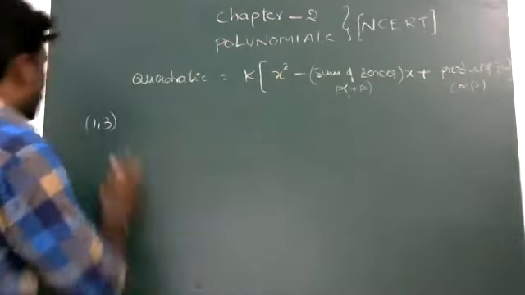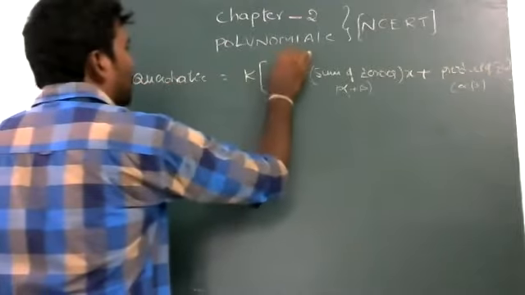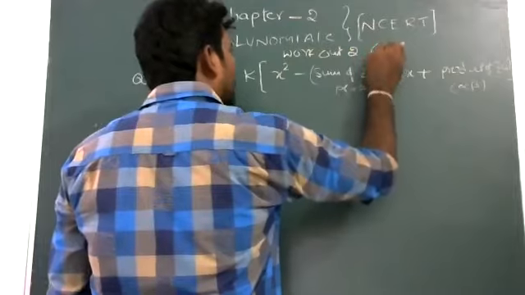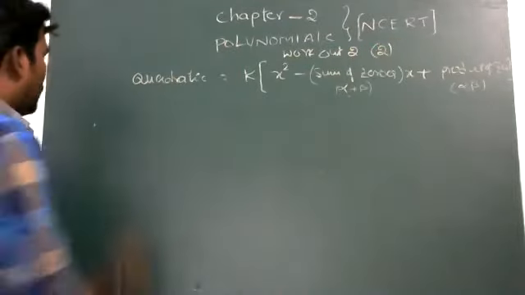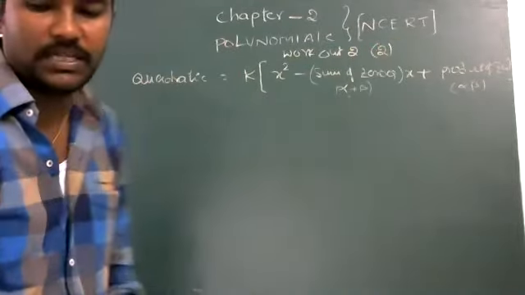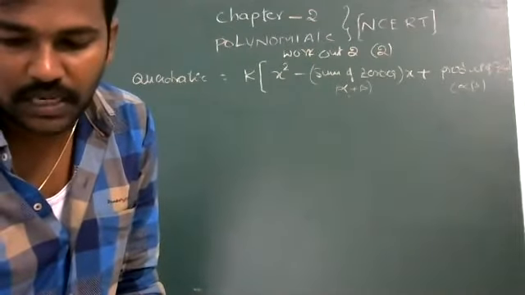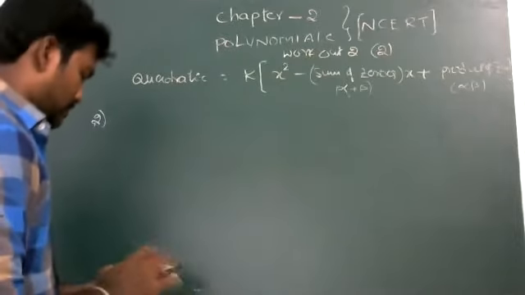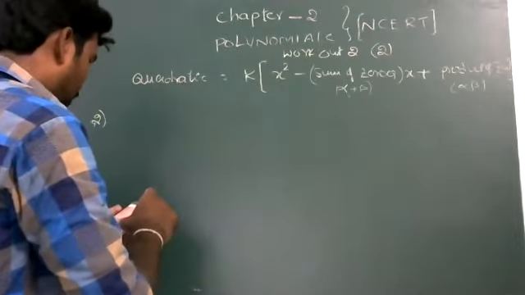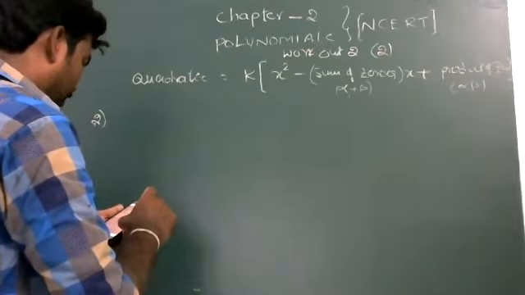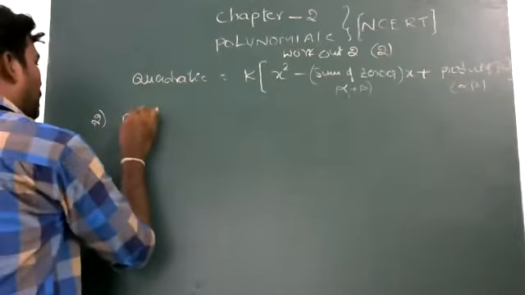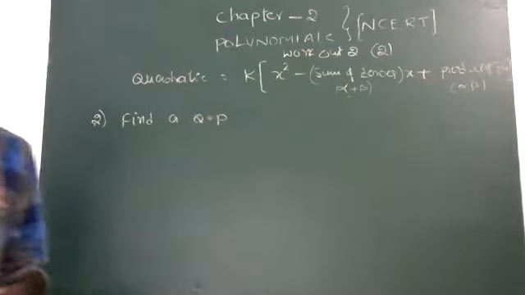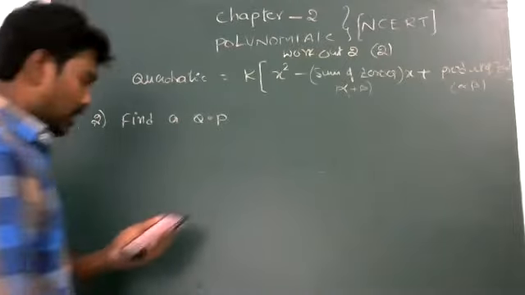Now I am going to explain workout 2, second problem. Already the first problem was completed in the last class. Now I am going to explain this second problem. So here we can write down now: find a quadratic polynomial. Here Q.P means quadratic polynomial.